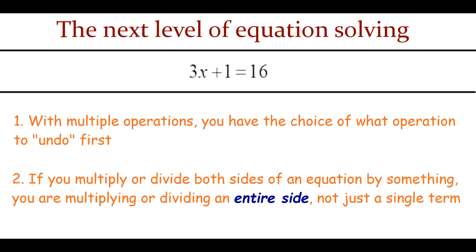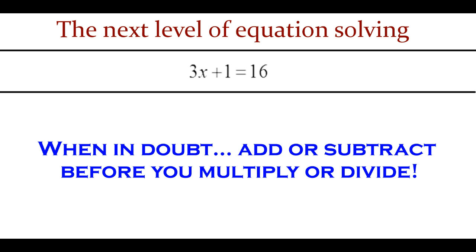You have a choice of what operation to undo first, if that's how you choose to think about it. But we have to remember that if we choose to multiply or divide first, we're multiplying not just a single term, we are multiplying the entire side, or we are dividing the entire side. And so from that comes the recommendation that I have, which is when in doubt, add or subtract before you multiply or divide. And that will get you through with potentially easier numbers for every two-step equation that we're going to do in this class, and also is good to use in any class going forward.